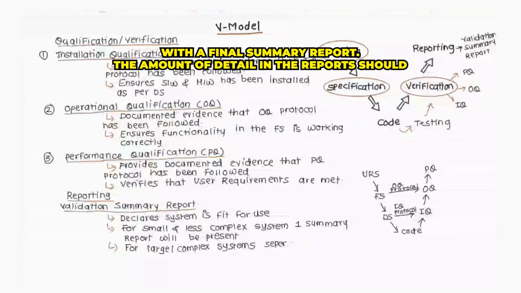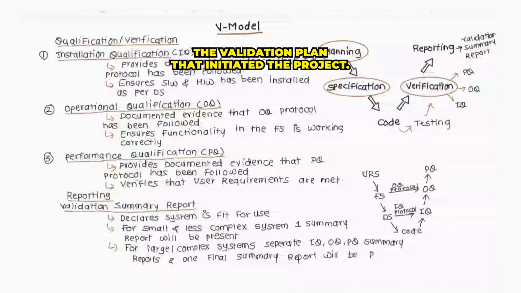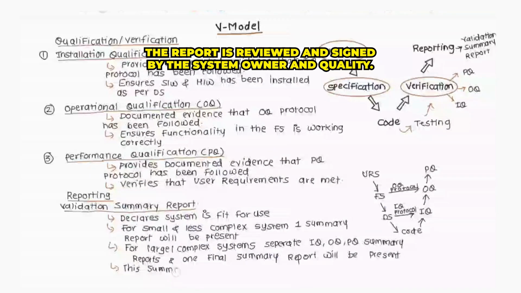The amount of detail in the reports should reflect the system's relative complexity, business use, and regulatory risk. The report is often structured to mirror the validation plan that initiated the project. The report is reviewed and signed by the system owner and quality.